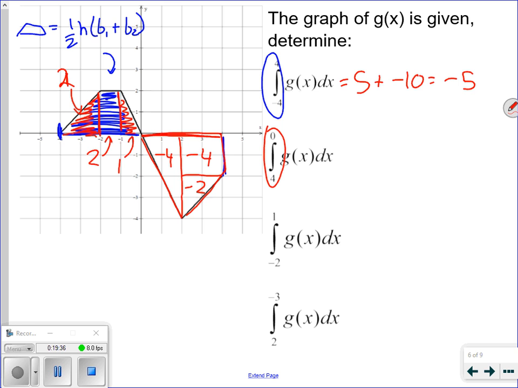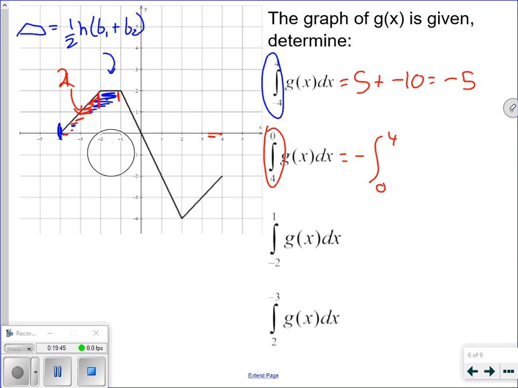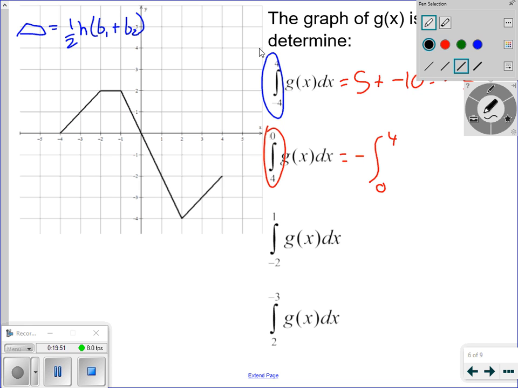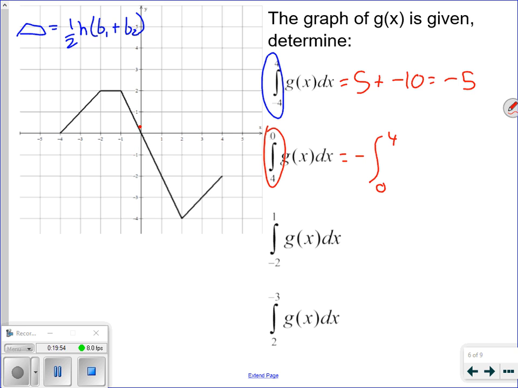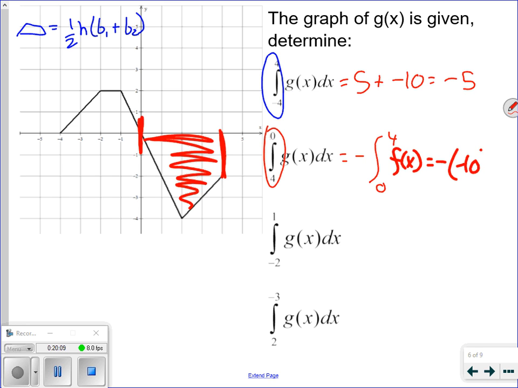All right, what about 0 to 4? Again, I like to change that to negative and say 0 to 4, just to make sure I keep everything consistent. Okay, so I'm going from 0 to 4. So here's 0. Okay, here is 4. I already know from the last problem that this whole area was -10. So this is going to be -10, which is +10. The reason is because it's a negative area underneath the curve, but because I'm going backwards, the negatives cancel each other. So it's +10.